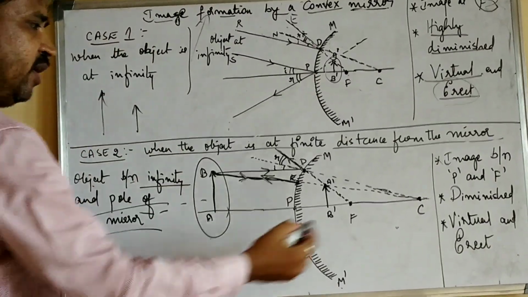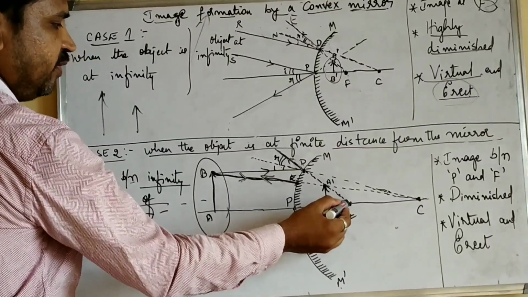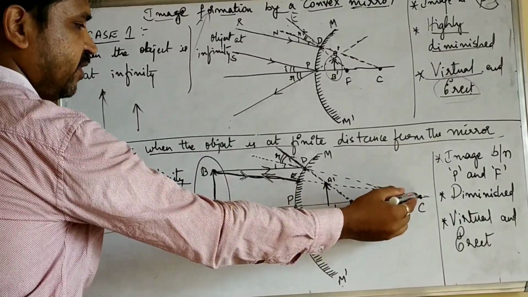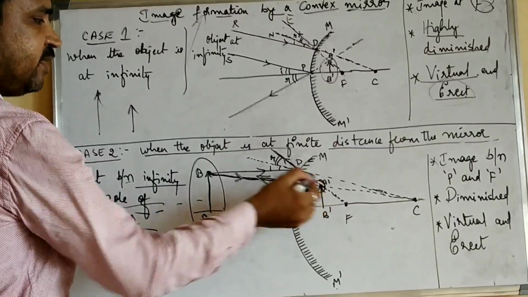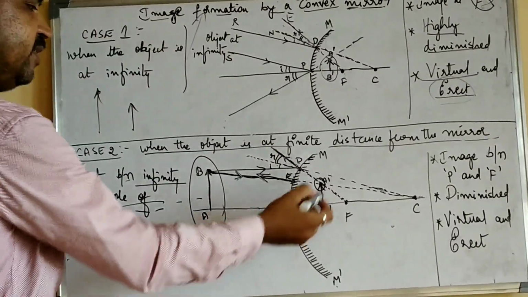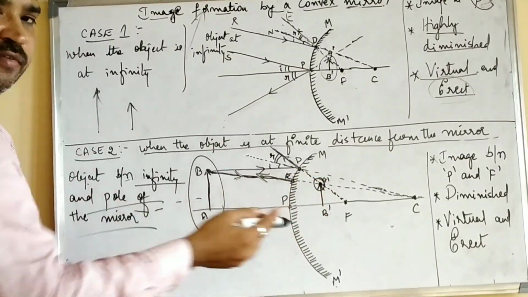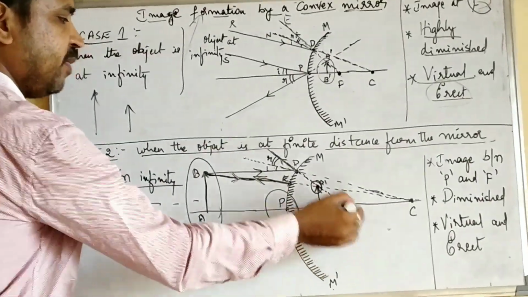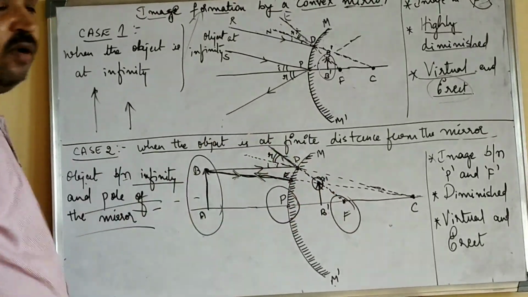While retracing the same path, this ray will intersect at a point with another ray. That is the one ray which is coming out of the principal focus at D as a reflected ray, and the ray which appears to be coming from the center of curvature to the point E is intersecting at some point. So at that point you get the position of the image, that is A dash B dash. Where is it formed? It is formed in between the pole of the mirror and the principal focus. So the image is formed between the pole of the mirror and principal focus.